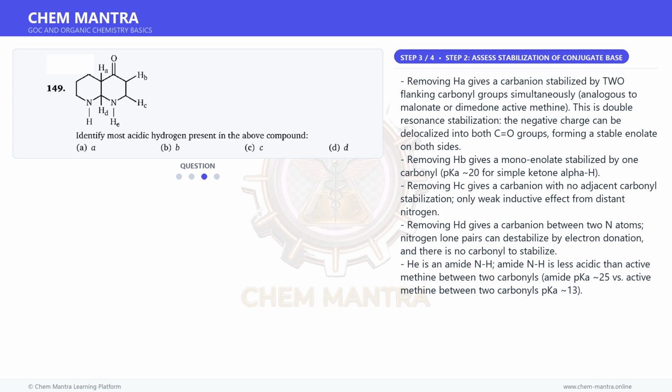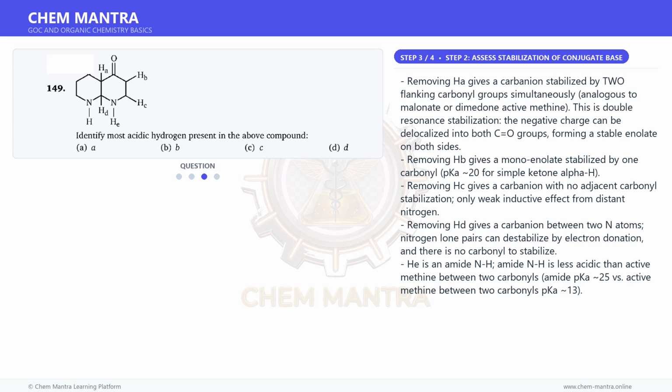Removing Ha gives a carbanion stabilized by two flanking carbonyl groups simultaneously, analogous to malonate or dicarbonyl active methylene. This is double resonance stabilization. The negative charge can be delocalized into both C=O groups, forming a stable enolate on both sides. Removing Hb gives a monoenolate stabilized by one carbonyl, pKa about 20 for a simple ketone alpha-H.